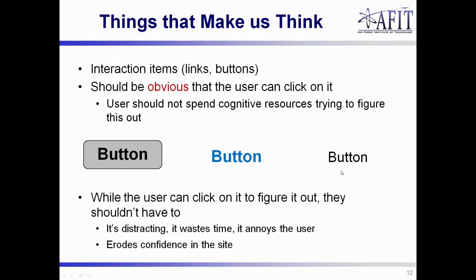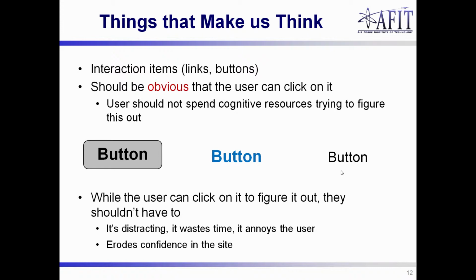So with your interaction items, the user can always click on them to figure them out. Right? So it's pretty easy for them to test whether or not it's a button, but they shouldn't have to. Right? It's distracting for the user, and it wastes their time, and it's actually annoying. Right? I shouldn't have to waste brain cells trying to figure out what I need to click on. I should be able to just click on it.